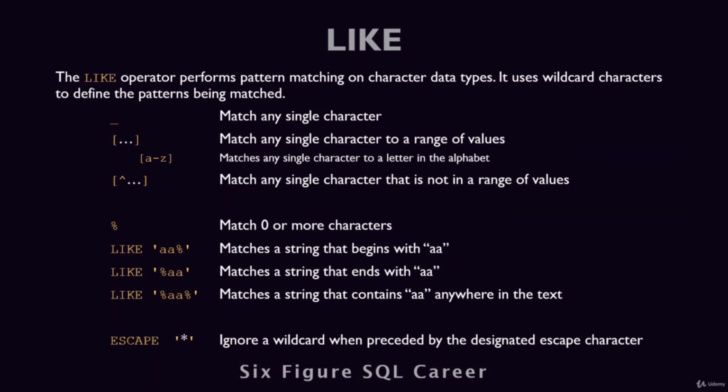The percent character is a wildcard that matches 0 or more characters. This is a pretty powerful wildcard. If I put my percent at the end of the string, I will tell it to match any string that begins with the phrase listed. So like AA% matches any string that begins with AA. If I put my percent at the beginning, I'm telling like to match any string that ends with the pattern that I've specified. So in this case, like %AA says will match any string that ends in AA. Finally, if I bracket my strings with the percent symbols at each end, I will match any string that contains the pattern anywhere in the text.